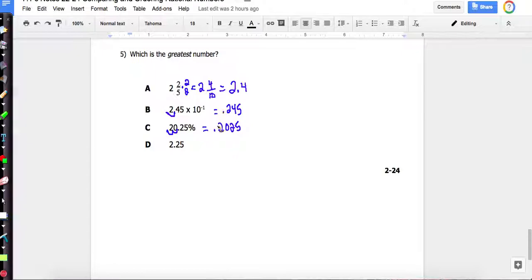Now, these two would start with 0 if I put in a placeholder. So those clearly are the smallest. So it's between 2 and 4/10 and 2 and 25/100. If I add a 0, we can correctly compare them. So which is greater, 2 and 40/100 or 2 and 25/100? Good, 2 and 40/100, so circle A.